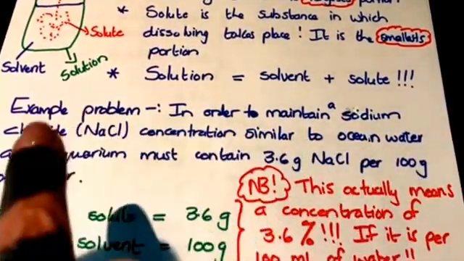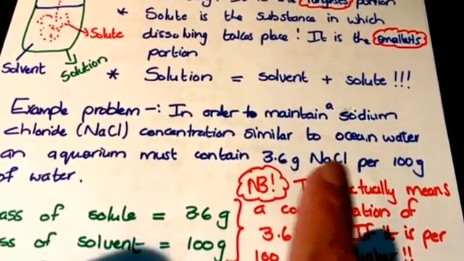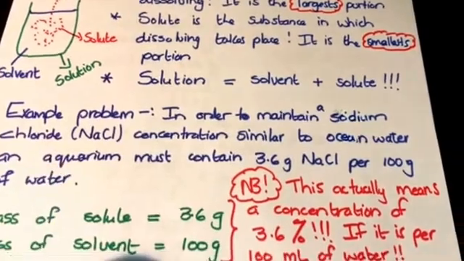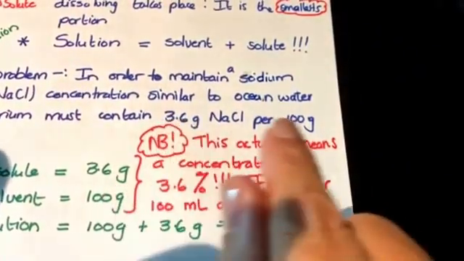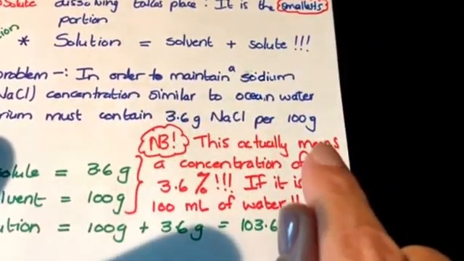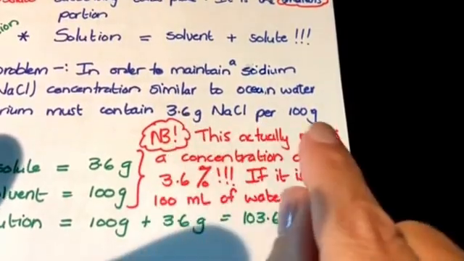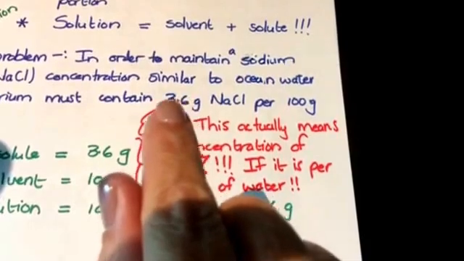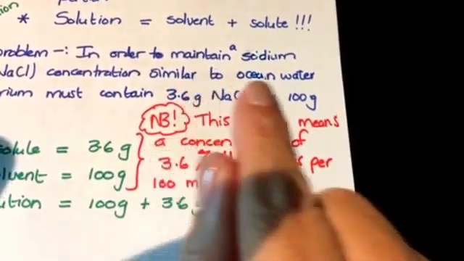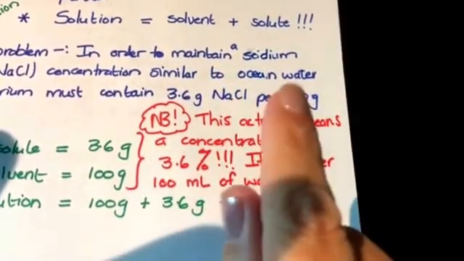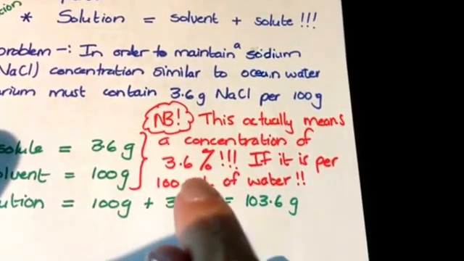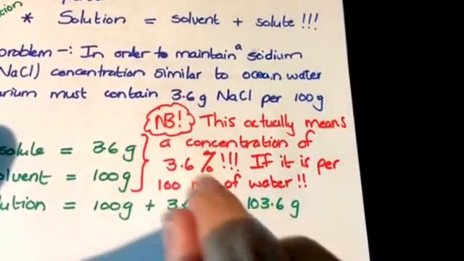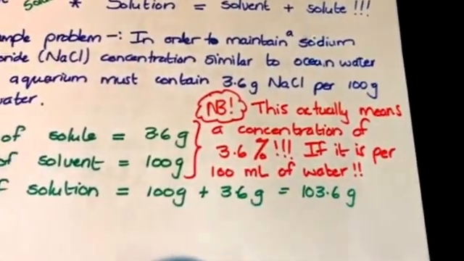You'll also find this in your textbook, where an aquarium needs to maintain a certain amount of salt per 100 grams of water. I need to point out that as soon as you're working with 100 grams of water, they're actually telling you in words what the percentage must be, because it's 3.6 grams of salt per 100 grams of water. That means actually 3.6%. So we can use this understanding to see if our answer is correct.